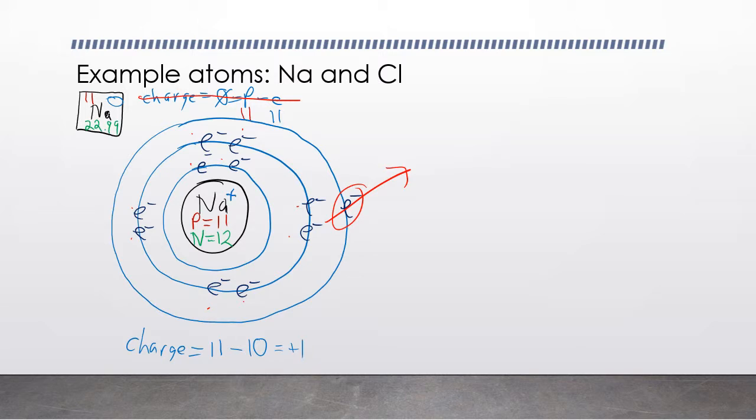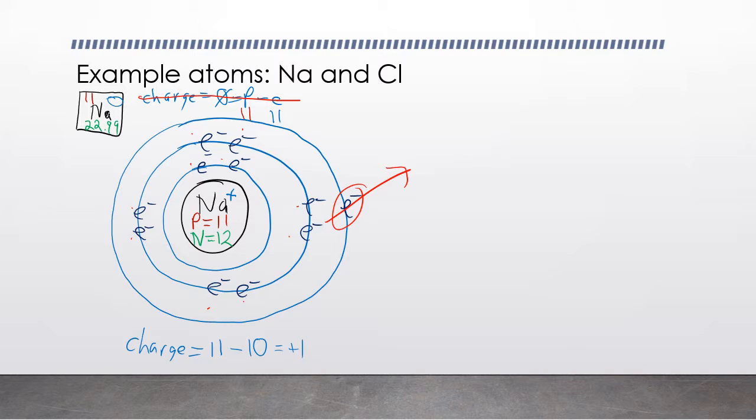Bad chemistry joke for the day, number 3, and I promise I'm done. A sodium atom walks into the bar and says, "Bartender, I've lost an electron." And the bartender says, "Are you sure?" And he says, "I'm positive."